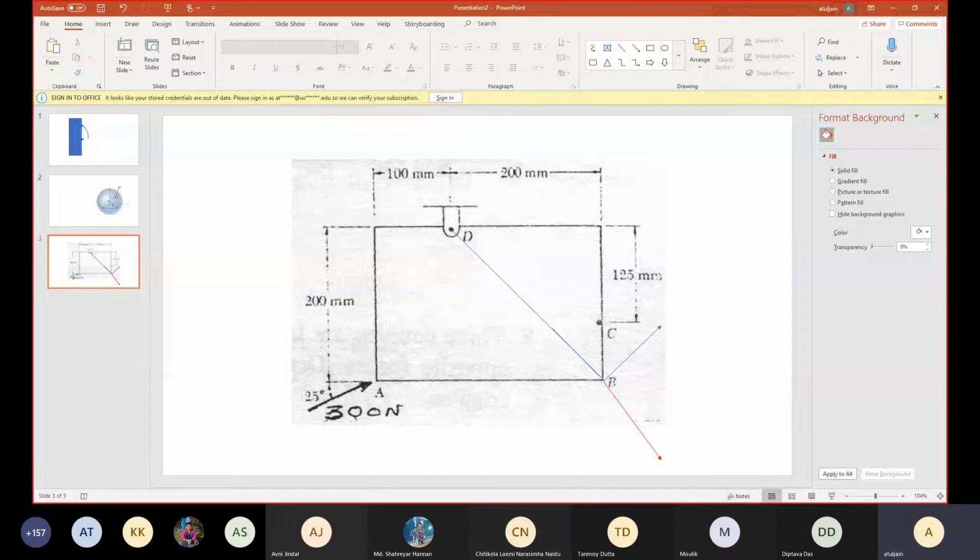Number 3. Everybody could do number 3. Yes, sir. 4. Yes, sir. 5. I think there were lots of votes for question number 5. So let me quickly describe how to do this number 5.